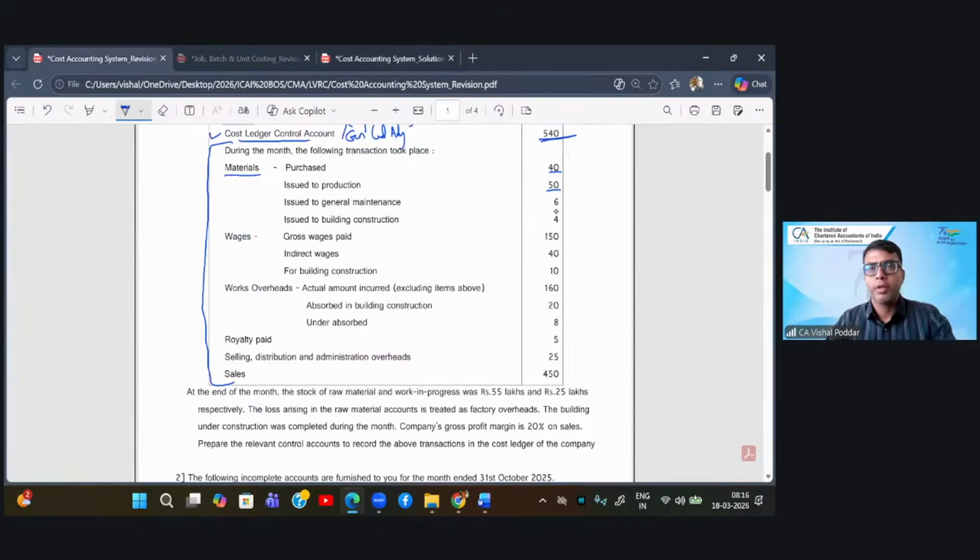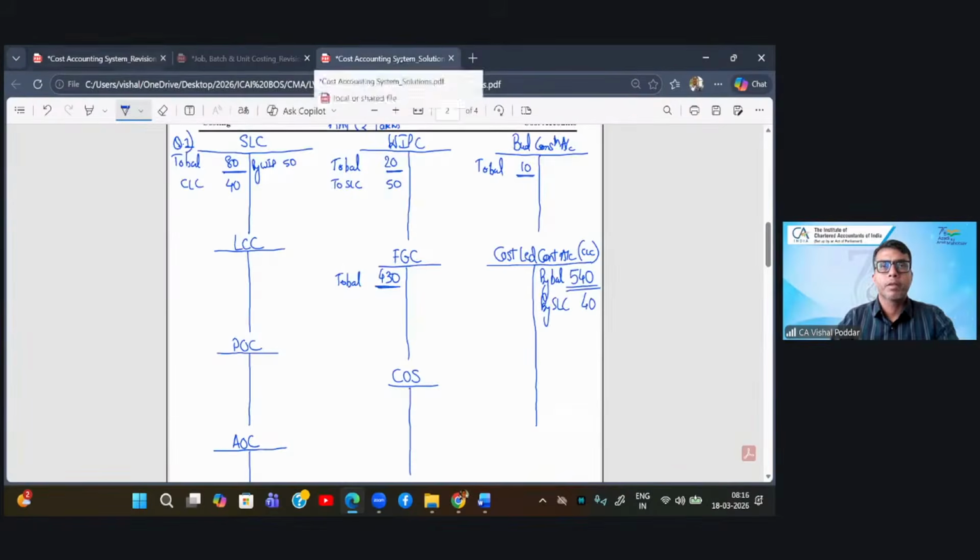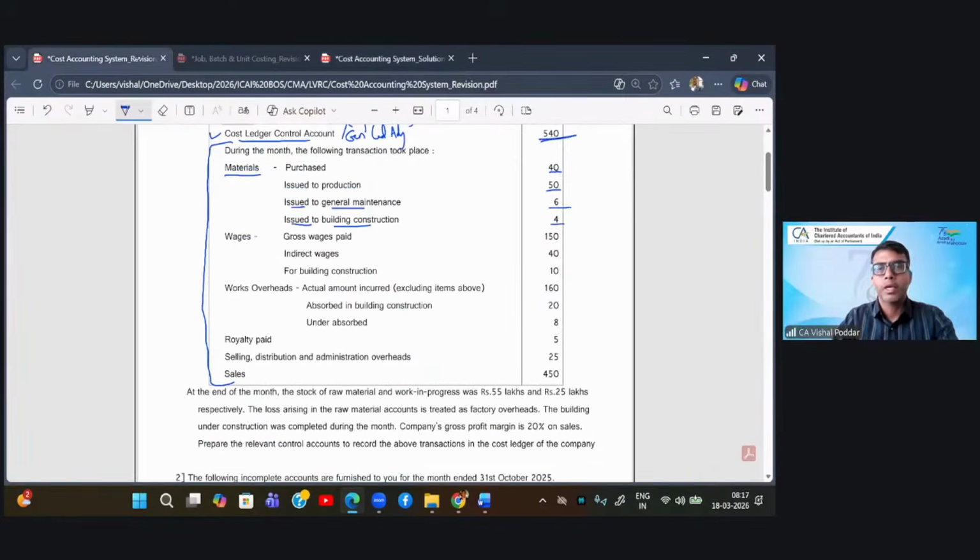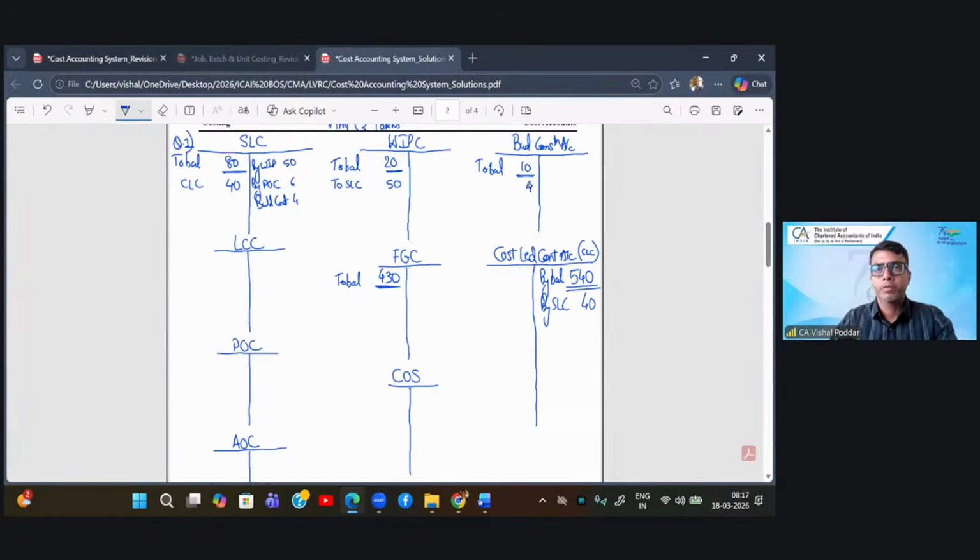Students, let me know whenever you have any questions or doubts. Now, this is issued for general maintenance and this is issued for building construction. Whatever goes for maintenance, we will transfer it to production overheads control. And whatever goes for building construction, we transfer it to the building construction account. So it is 6 and 4 of K. So 4 and 6, to SLC, to SLC. Correct?